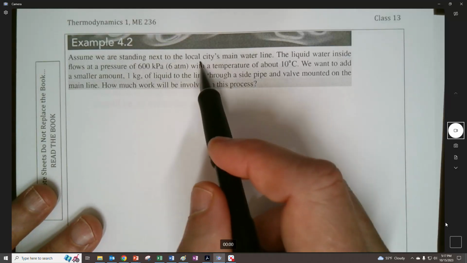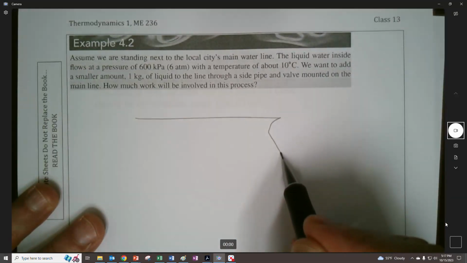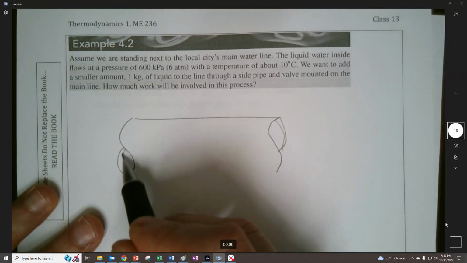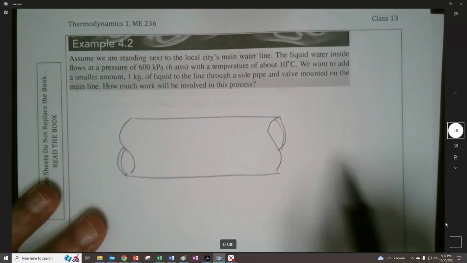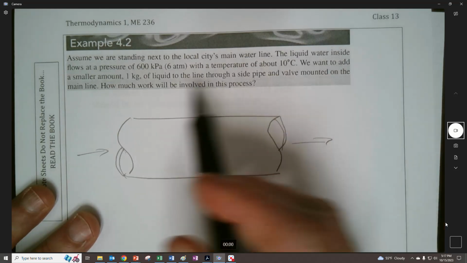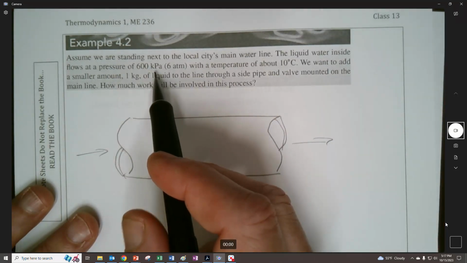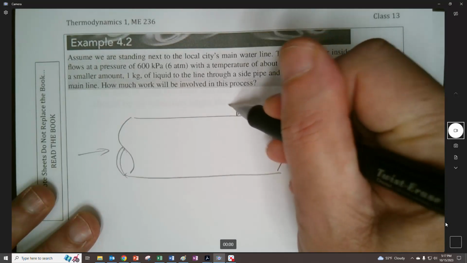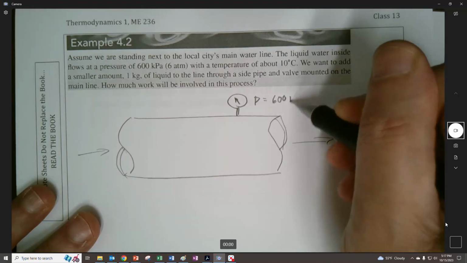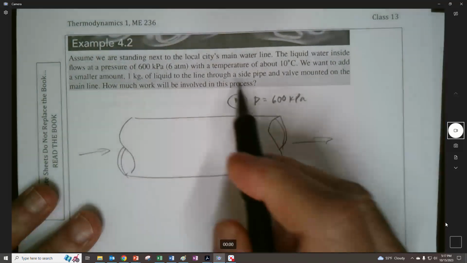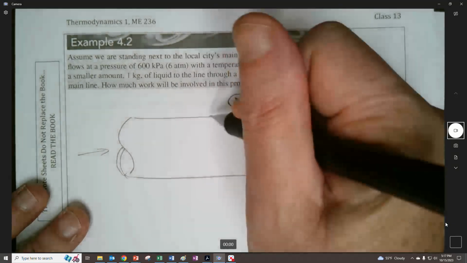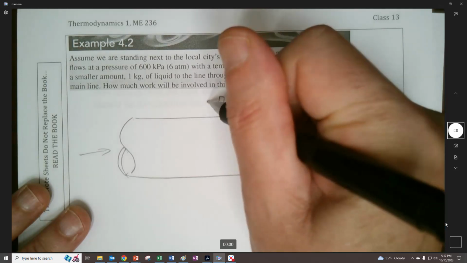Assume we are standing next to the city's local water mains. Here's the water main. I like drawing pipes like this, by the way. It makes it look really cool. The liquid water inside has a flow at 600 kilopascals. If we had a gauge right there, it would say 600 kilopascals, which, as they point out, is just about 6 atmospheres. And the temperature is 10 degrees Celsius.